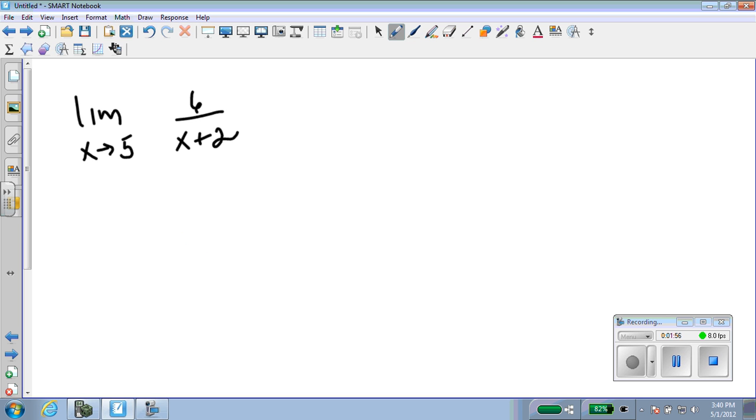The limit as x approaches 5 of 6 over x plus 2. Now, a rational function is not continuous everywhere. It has vertical asymptotes sometimes. This particular one does have a vertical asymptote at -2. So the look of the graph is going to be, there's a vertical asymptote at -2 and a horizontal asymptote at 0, and it's probably going to look something like this.